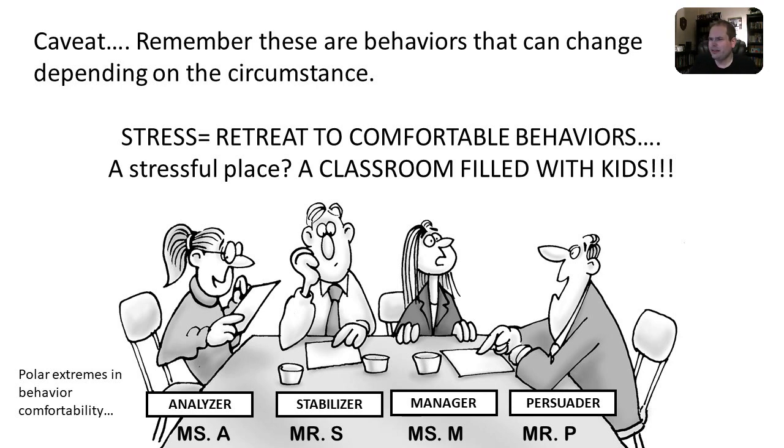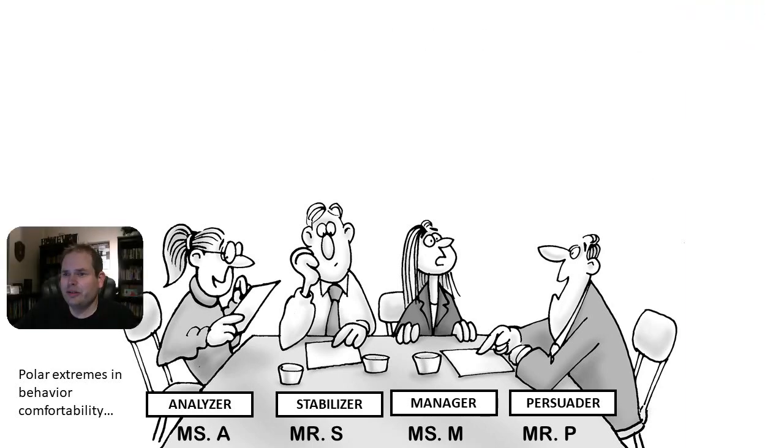We're going to take a look here at these four different types of behaviors, and we're going to pretend like we have a Miss A analyzer, a Mr. S stabilizer, a Miss M manager, and a Mr. P persuader. Keeping in mind this, I'm going to present these people as the polar extreme of behaviors. Even though I'm calling Miss A an analyzer, realize Miss A has all four of those behaviors inside her and she can rotate, right? But we're going to say Miss A is mostly comfortable with being an analyzer. Same thing, Mr. S is mostly comfortable with being a stabilizer. And so let's see what these teachers have to say.